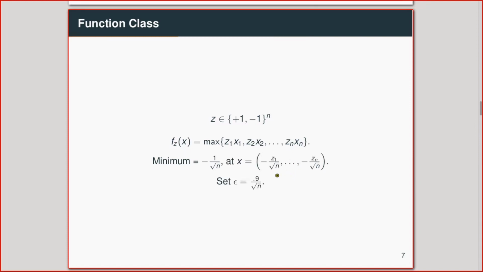Let's set epsilon, the epsilon in the task, to 0.9 by square root n. What this implies is that if x is epsilon optimal, notice that the minimum value it can take is -1 by square root n. So then if x is epsilon optimal, this implies that the value of f of x should be less than 0. In fact, it should be less than or equal to -0.1 by square root n. And this is the fact that we'll use.